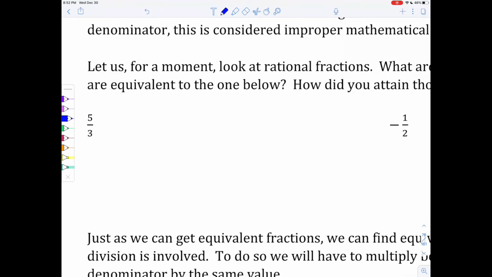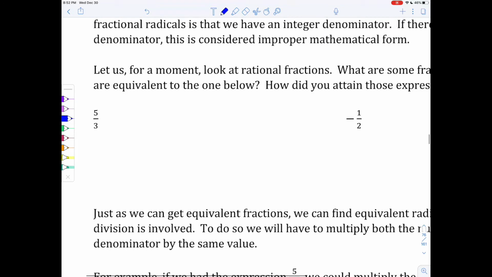These don't have any radicals in them. One's 5/3, one's -1/2. Take a moment, see if you can write down some equivalent fractions. So other fractions that are the same as these ones. And consider just how did you get them. Pause this video because I'm about to go on with things. So pause, write down your equivalent fractions.